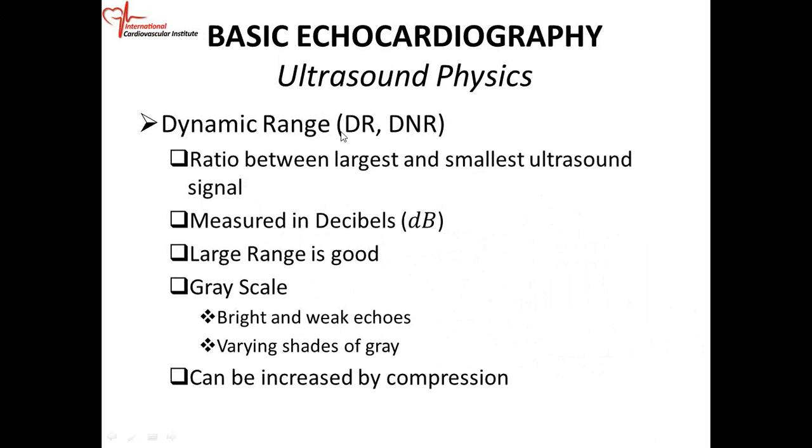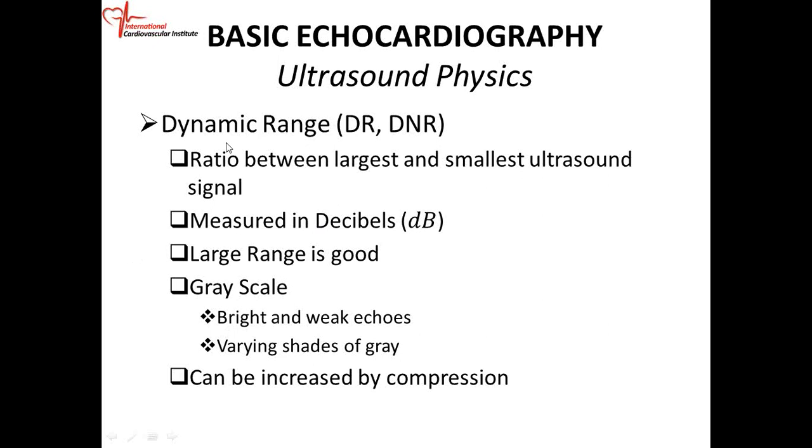going to see DNR or DR. It's really what it means is dynamic range. And it is the ratio between the largest and the smallest ultrasound signal. And it is usually measured in decibels. So a large DR is good, a large dynamic range is good. And when you look at your grayscale, you're going to see a series of bright and weak echoes, which give you varying shades of gray.